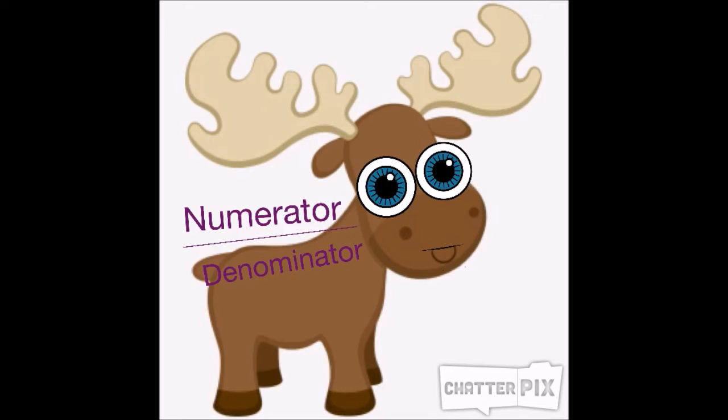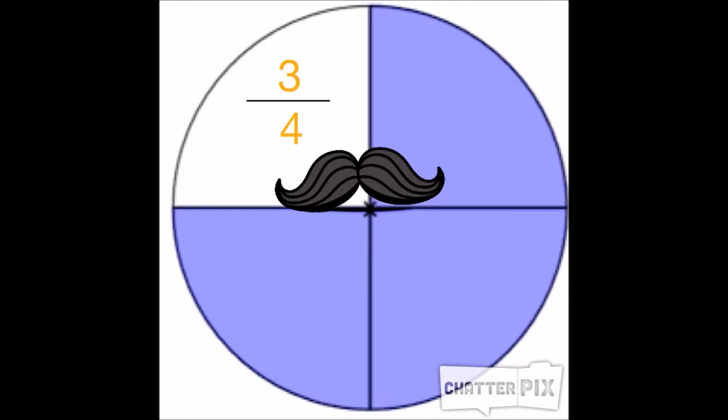Let's take a look at a fraction. Hi, I'm a fraction. You can tell my name by counting first how many pieces are shaded. 1, 2, 3. That's the numerator, the top number. And then you count how many pieces are in all. 1, 2, 3, 4 for the denominator. That means that my name is 3/4.